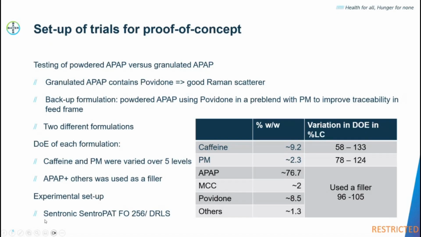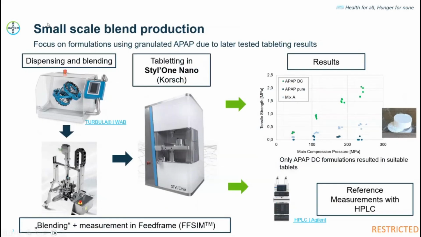The experimental setup included a Centronic Centropod, and we were actually also using our own Raman system, but for that, Jens will present the results a little later on. So this is the setup. We had a small scale blend production. We were focusing here now on granulated APAP due to the later tested tableting results.